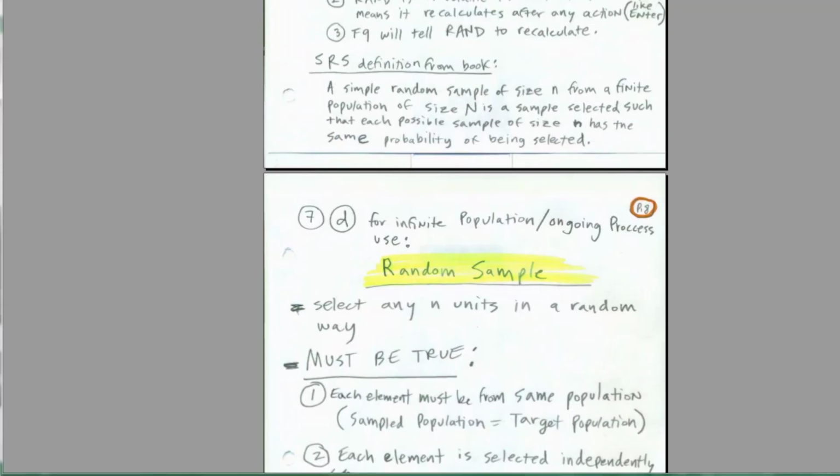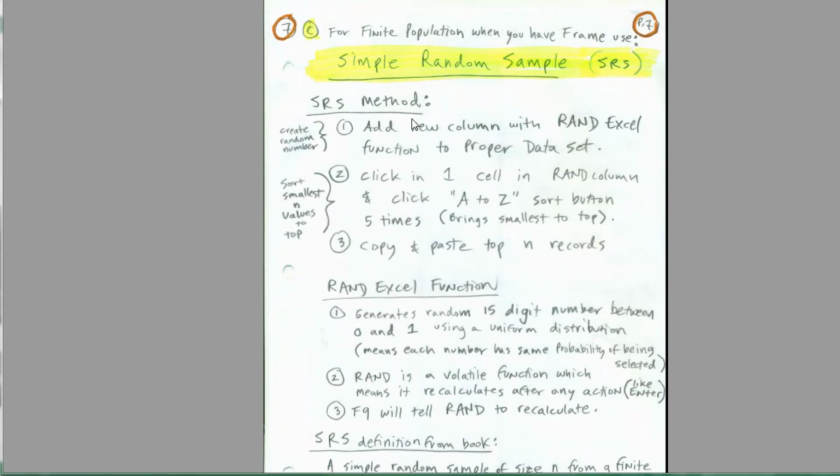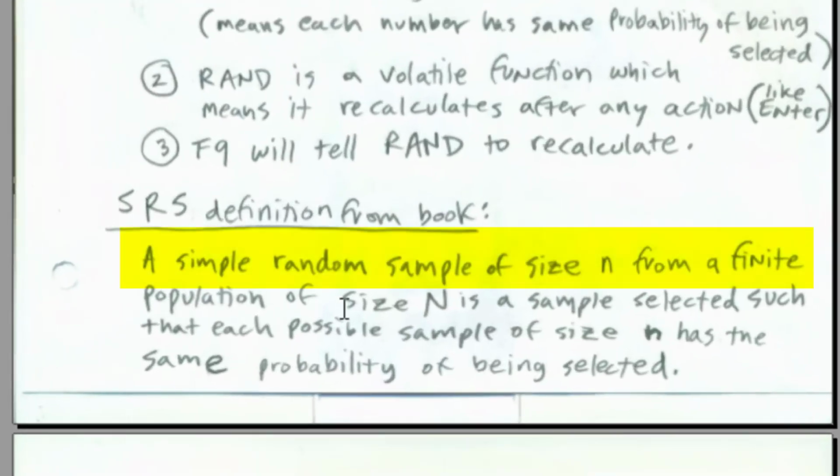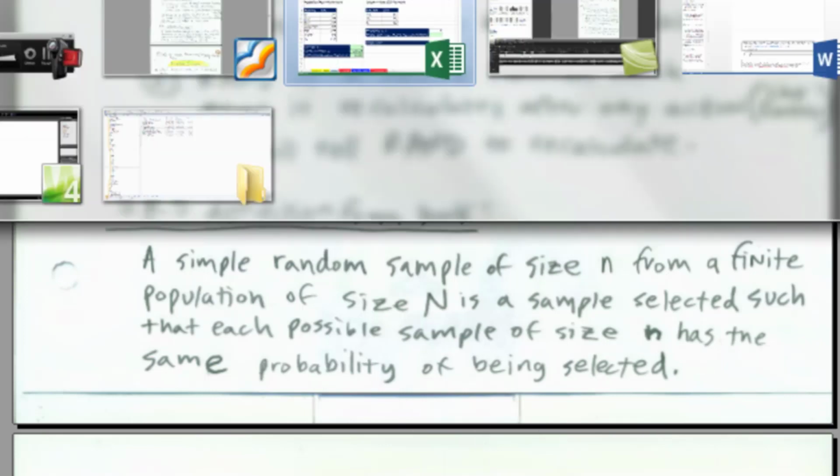Now, I want to go over to Excel and figure out how to do a simple random sample. Here's the method that we're going to use, but I want to investigate a little bit before we actually do the actual random sample. And I want to look at the definition of simple random sample. The definition is: a simple random sample of size n from a finite population of size N is a sample selected such that each possible sample of size n has the same probability of being selected. Now, before we can really make sense of this, I actually want to try and list every single sample and see what they're talking about. So let's go over to Excel.